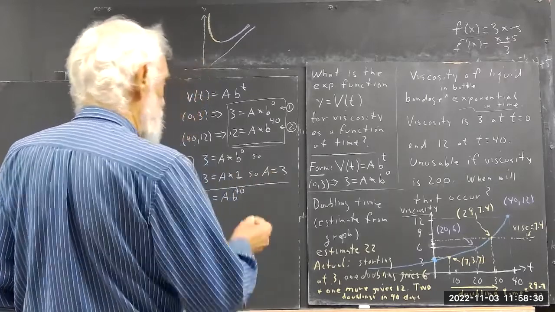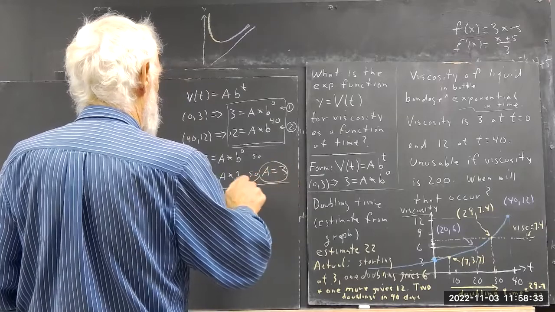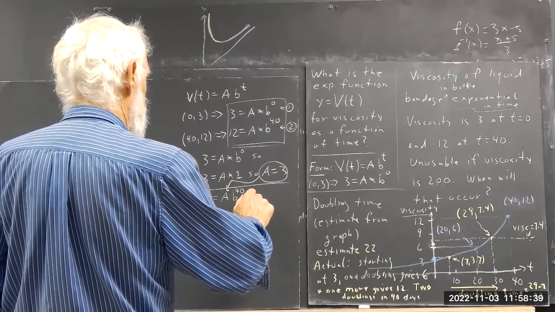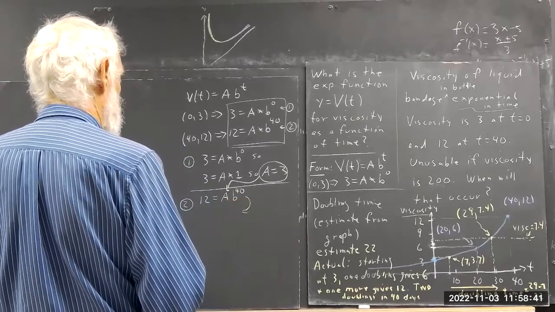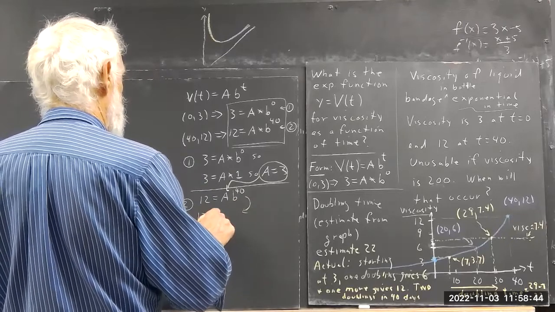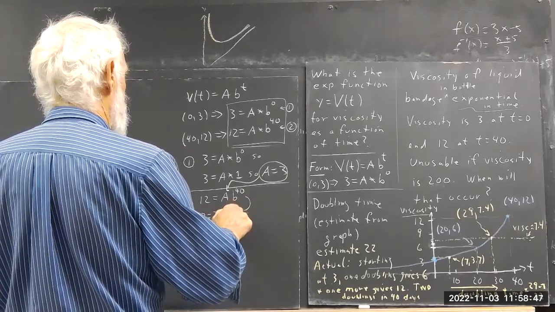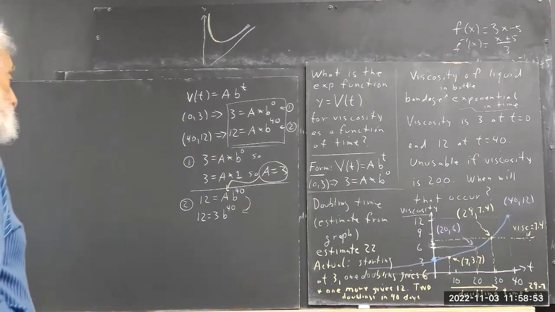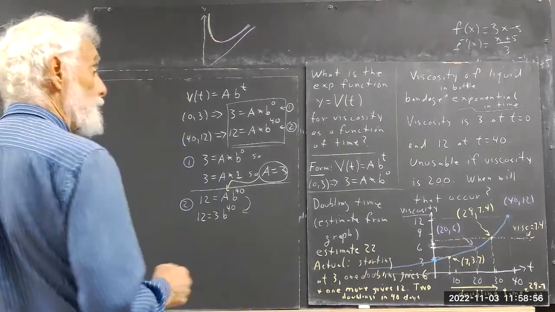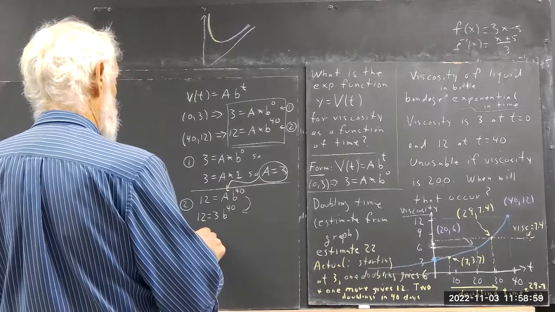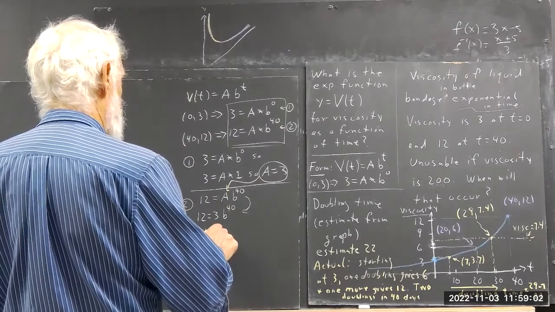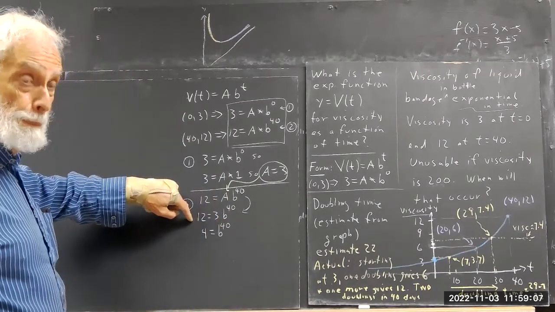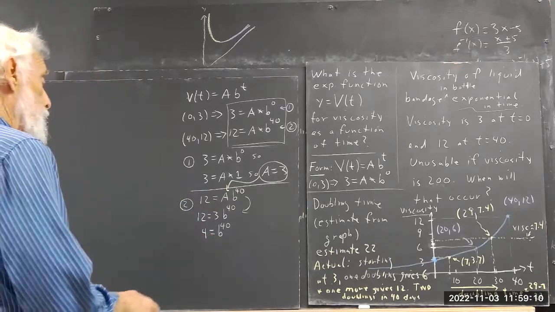So we take our value of A, plug it in for A here, and we get the equation: 12 equals 3B to the 40th. And now we can easily solve for B. So that we get, obviously we're going to divide both sides by 3. And you get 4 equals B to the 40th.